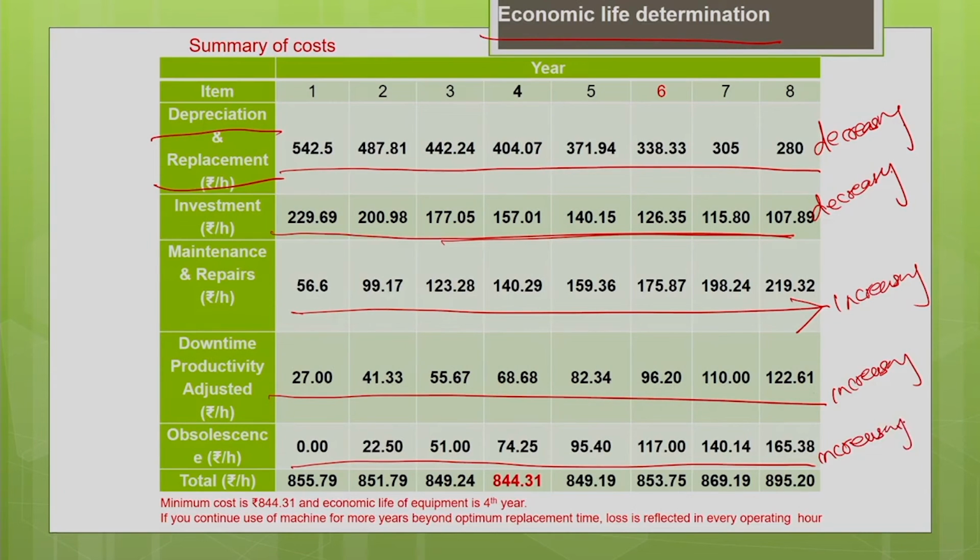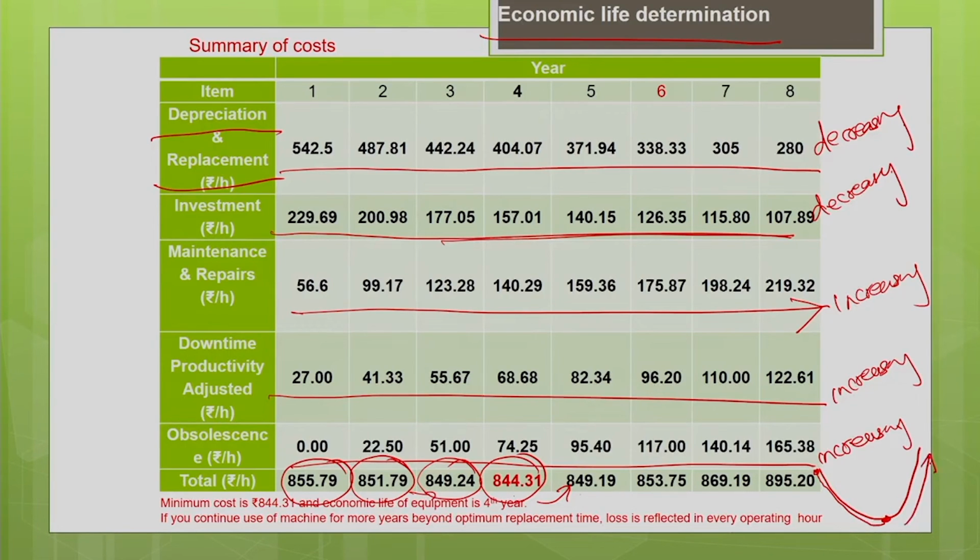Now, when you add all the total costs, what is the trend we will see? For the first year the cost is high, 855.79. Now, the cost is reducing, 851.79 for the second year, still reducing, 849.24 for the third year. For the fourth year it is minimum. Now, again what is happening? Cost starts increasing again, from 844 it is increasing to 849. So, you can see that you are getting a trend like a parabola. Initially the cost is high, then the cost reduces, it reaches a minimum point, then again it starts increasing.